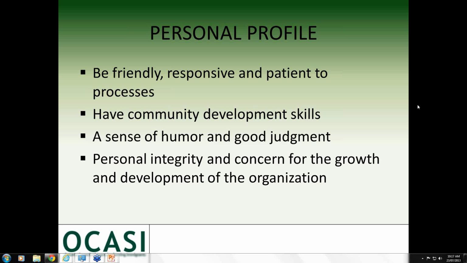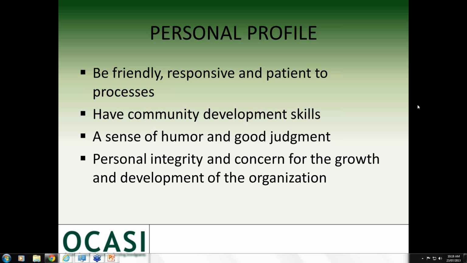The other thing is, as a board member, you should be friendly, responsive, and patient to the process. Not every issue is going to happen within one meeting. Sometimes it takes 3 or 4 meetings for you to understand the issue and move forward. So you have to have patience with the process, and you have to have patience with the people around you. You are a team, and this is the team that guides the process. So being responsive and being open helps that process to happen more smoothly.